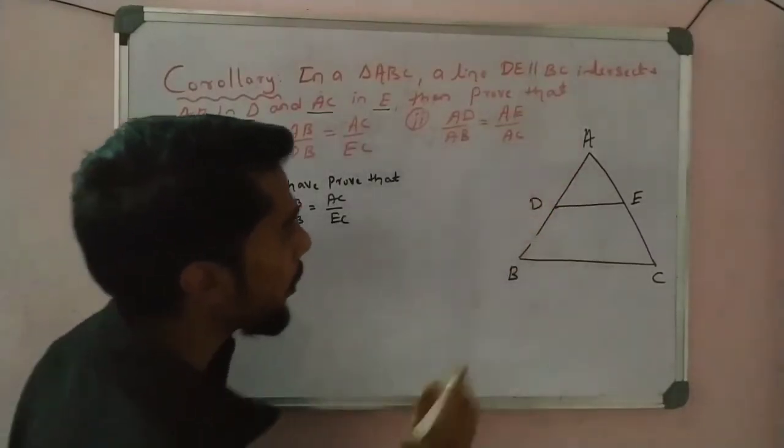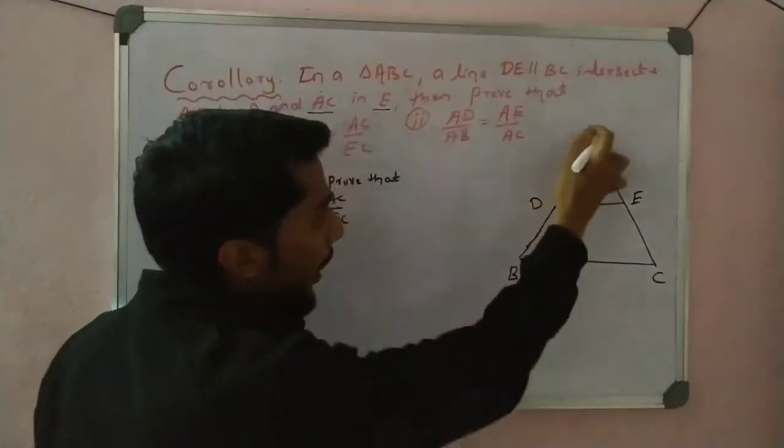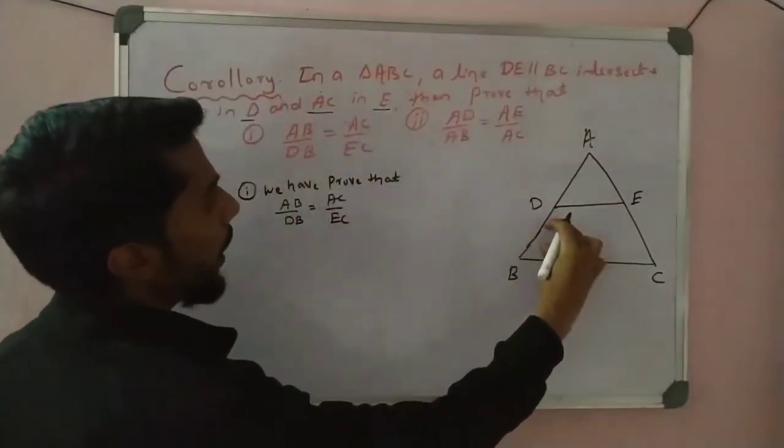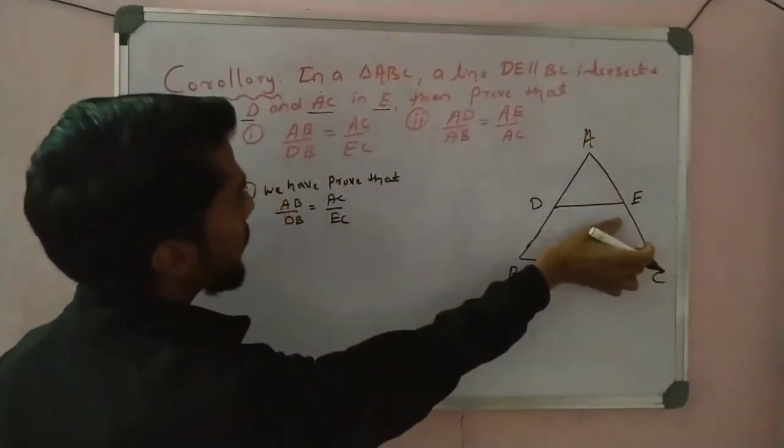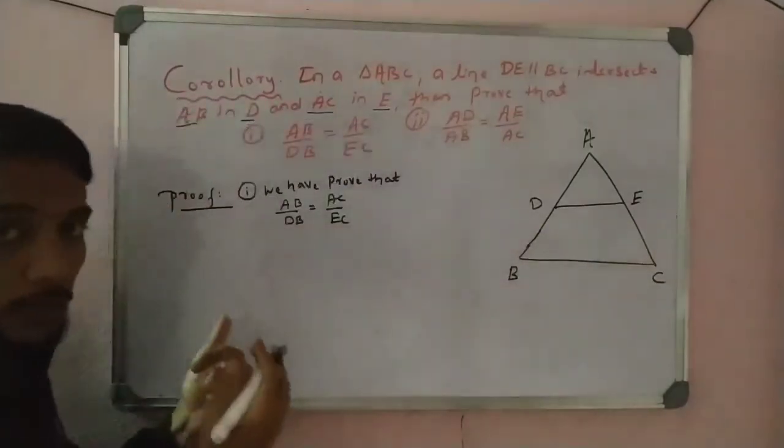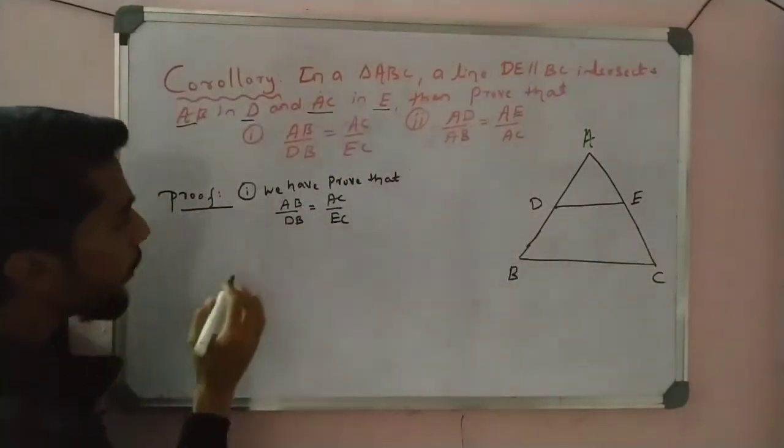Full side divided by bottom side. See, the ratio of full side AB to bottom side DB, and full side AC to bottom side EC. We have to prove that they are also in the same ratio. Let us see, very important, easy.